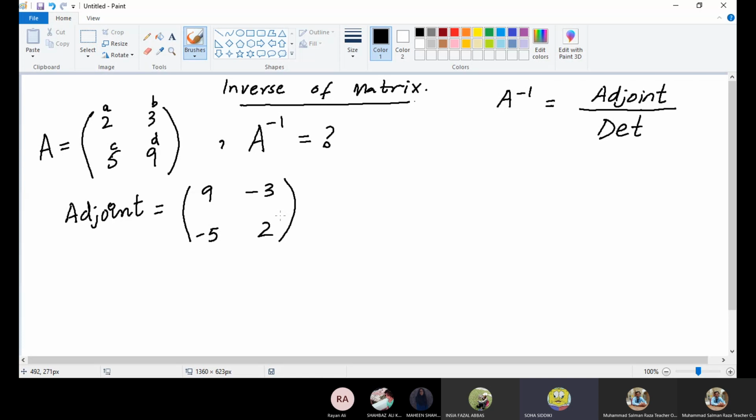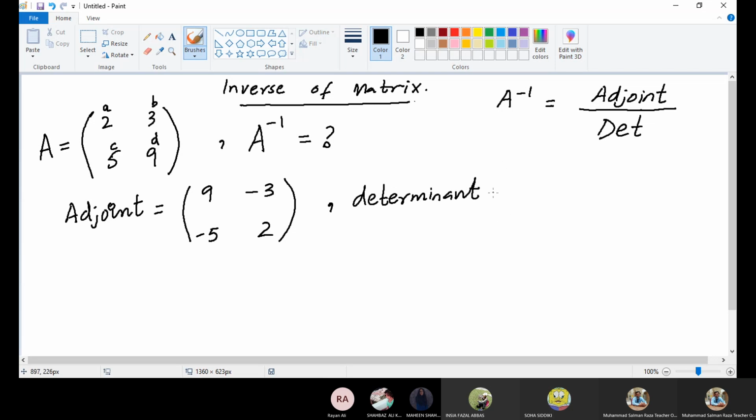Yes, sir. Okay. Now we have already found the adjoint of it. So 9, minus 3, minus 5 and 2 are the adjoint. And now we are going to find the determinant of the matrix. So over here, the determinant is here.